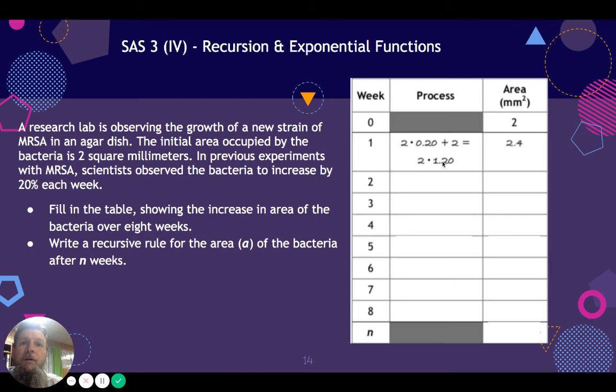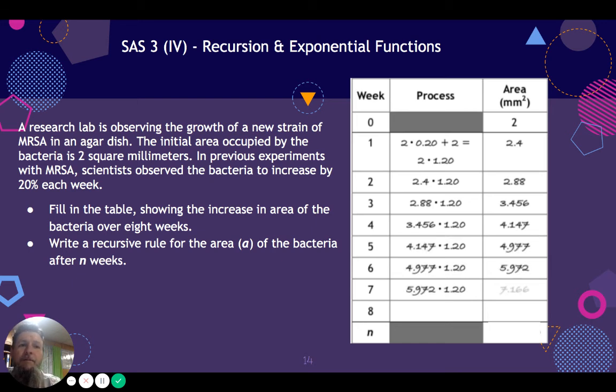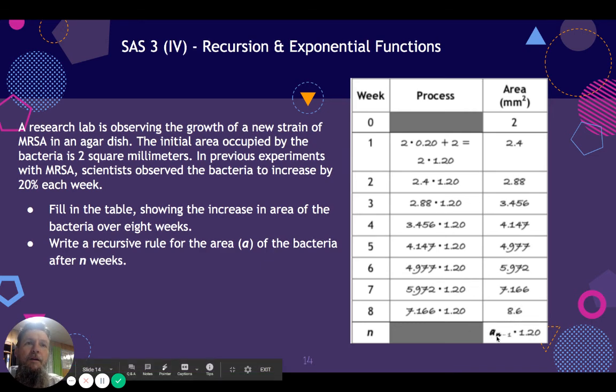So after 1 week, we have 2.4. After 2 weeks, 2.88. 3 weeks, 3.456. And you can see the growth becomes a little untenable or unmanageable. After a while, it gets crazy. This is our rule. The growth in millimeters square is determined by multiplying the last value times 1.2. So we can find any value as long as we do the last value by multiplying that last value by 1.2.